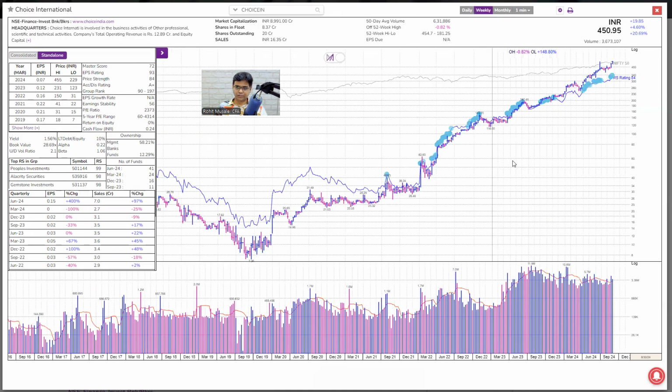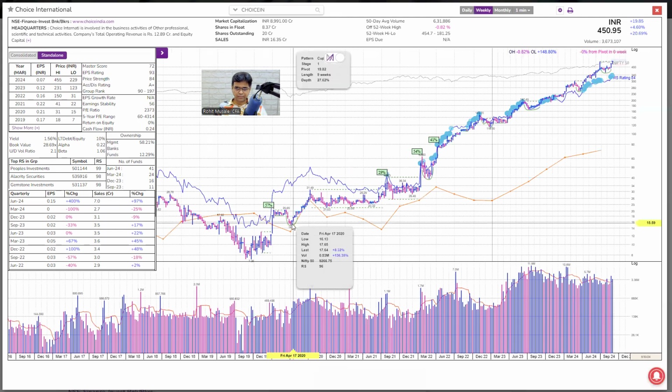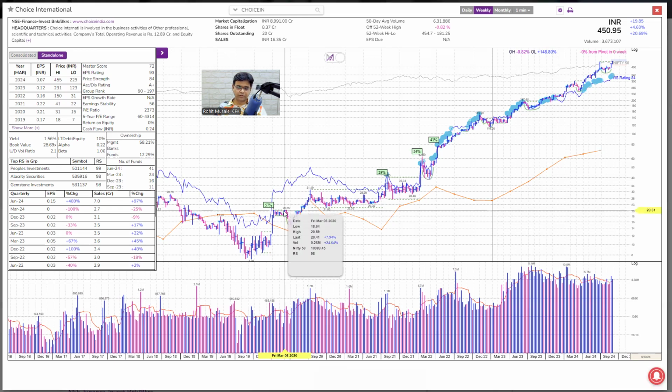So if I go to the weekly chart, I think this was base one. When I click here, it shows cup stage one. From here, the price was 20. Now it is at 400. So the stock has already gone up 20 times in 5 years.